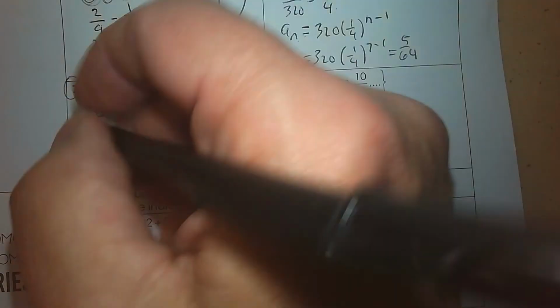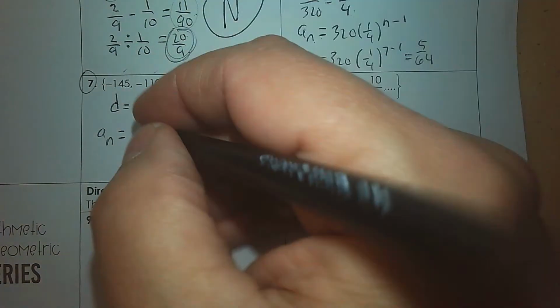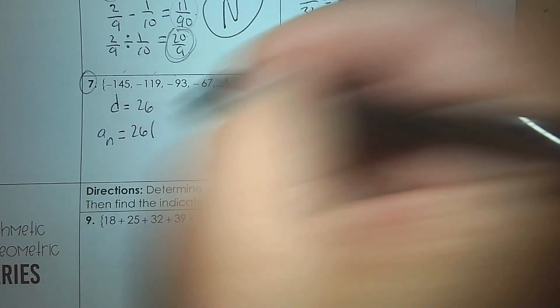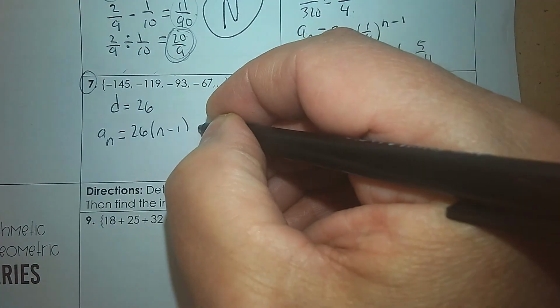Excellent. Now I need a rule. Pedro, what's the rule for arithmetic? 26, parentheses, n minus 1. What's in front? 26, you said? Yeah. Okay. n minus 1. Yep. Minus 145.